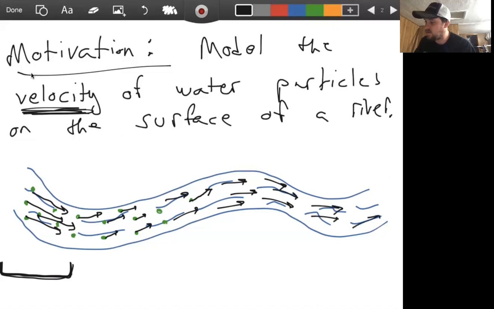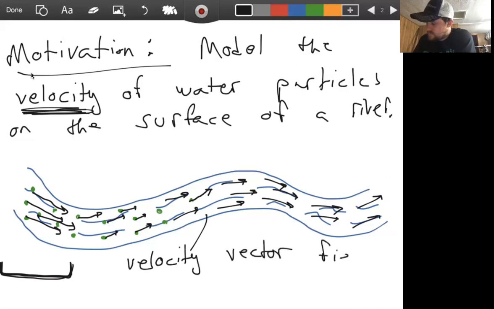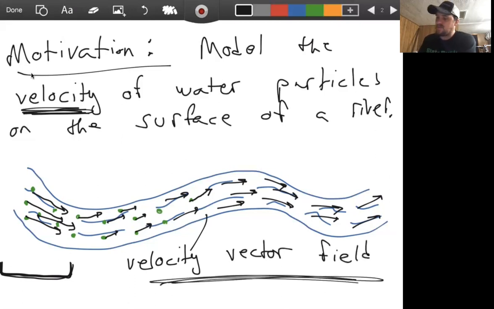And this whole family of vectors here that are indicating velocity of these water particles, this collection of vectors is what we'll call a vector field. This entire picture of all these vectors, this would be the velocity vector field. Okay, so this is the idea.